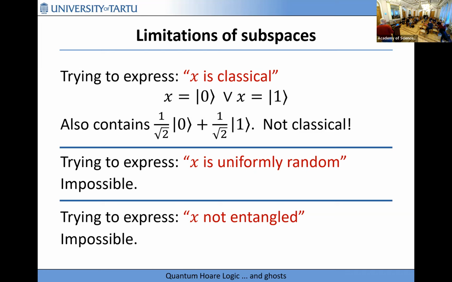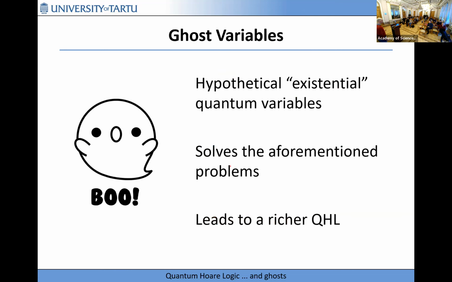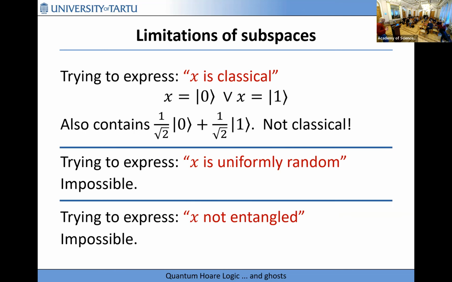Can we express it with subspaces? No, because if a subspace contains |0> and |1>, then it also contains the superpositions, and other things too, like that something is uniformly random or not entangled. I'm not going into that because I'm low on time. But it turns out we cannot do these things with subspaces, as I explained, but there's a trick that we can use so that we stay with subspaces for describing predicates, but we can express these things.